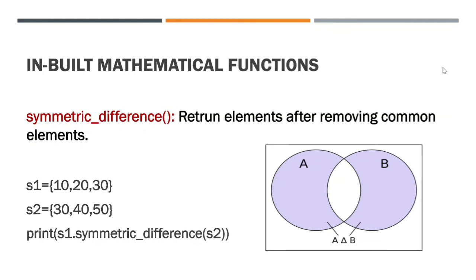So the answer of intersection over here is 30, right? So what is symmetric difference going to do? It is going to remove 30 from both the sets because that is the common value. So the answer should be 10, 20, 40 and 50, and the intersection portion, that is the common portion, will be excluded or removed. Now let us verify that also.